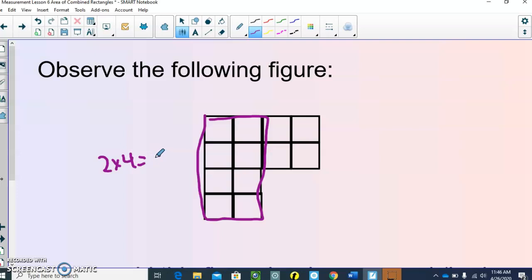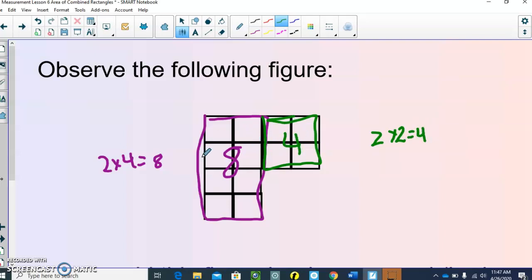So the area was 8. And I actually like to write the area in that shape. Okay. And then we're going to switch this to green here. So we said that the area of this shape here, 2 times 2, was 4. Okay, so I'm going to put 4 in here.